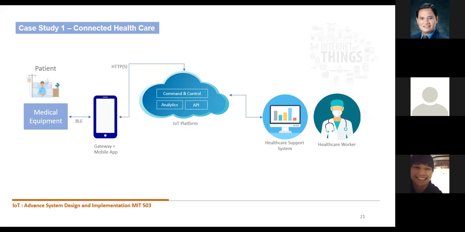So the worker inserts rules or something that should be applied. Then it goes back into the IoT platform, which takes command and control, then sends it back via HTTPS to the mobile app, which is the mobility. Then the mobile app returns the result to the patient, telling them to relax or to come to the hospital because we need to test further. That's case study 1, connected healthcare or smart health.